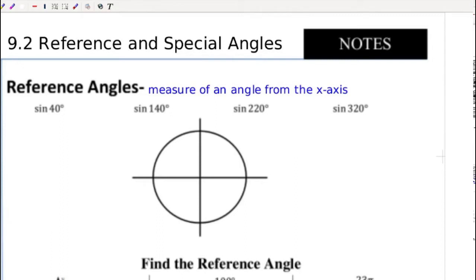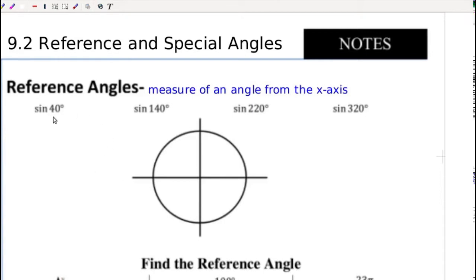Alright, here we go with another lesson in trigonometry. And this one is on reference angles and special angles. So you'll remember from the last lesson that a reference triangle was what we got when we dropped a perpendicular from the point on the unit circle to the x-axis. So maybe it won't come as a big surprise to you that a reference angle is the measure of any angle also from the x-axis.